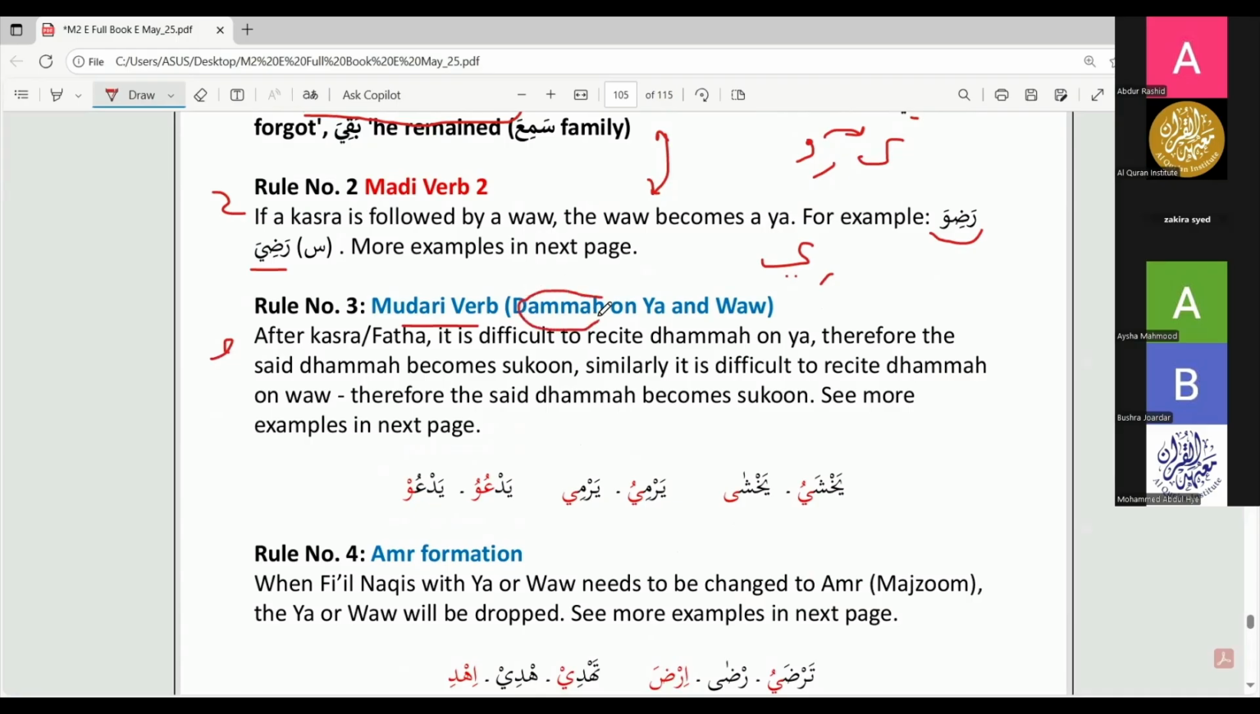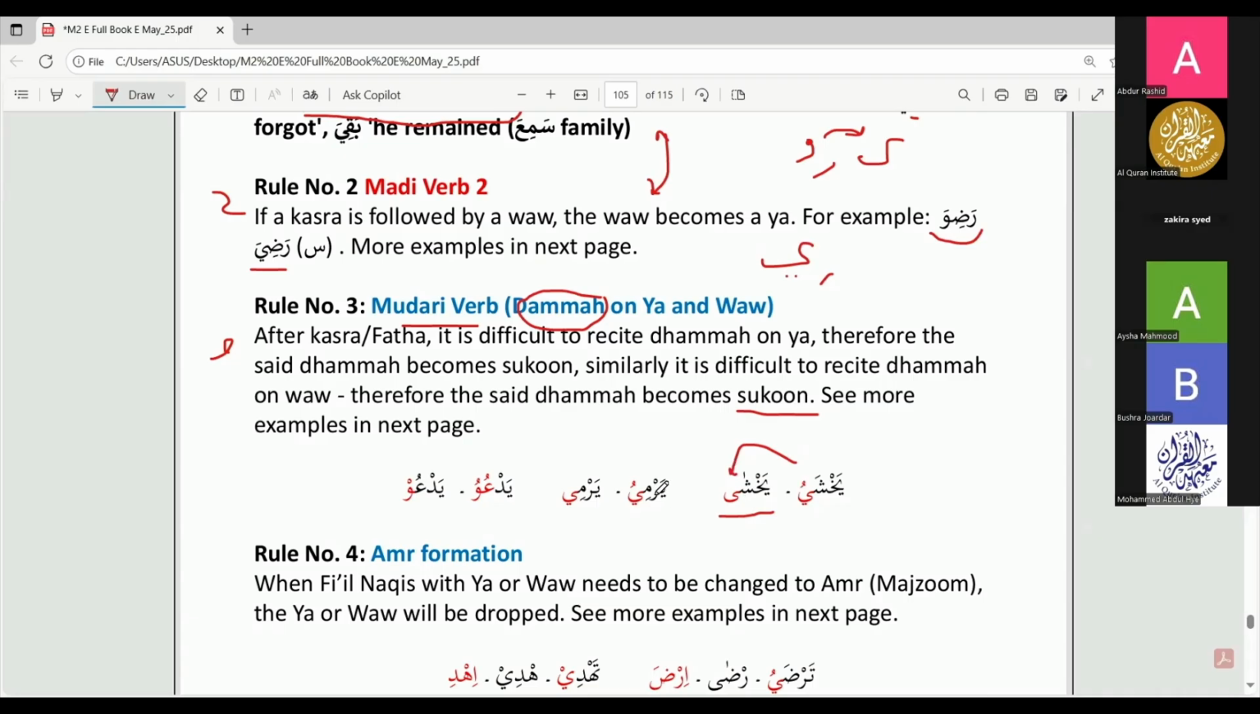So we're coming to the damma part. Whether it's a waw or a ya, if we have a damma on top, it is difficult to pronounce. So basically in the ta'lil process, the damma changes into sukun. In this case, we have yakhshayu. As per the rule, it can't be damma. The damma takes a sukun, and it changes to alif maksura with a prolonged sound, so it becomes yakhsha. So this damma takes a sukun.